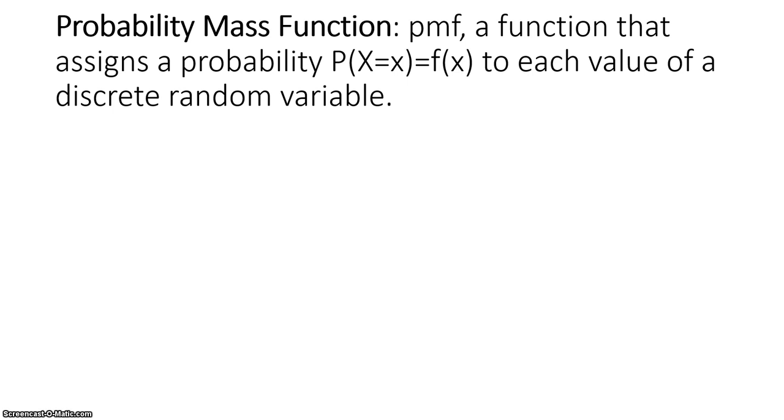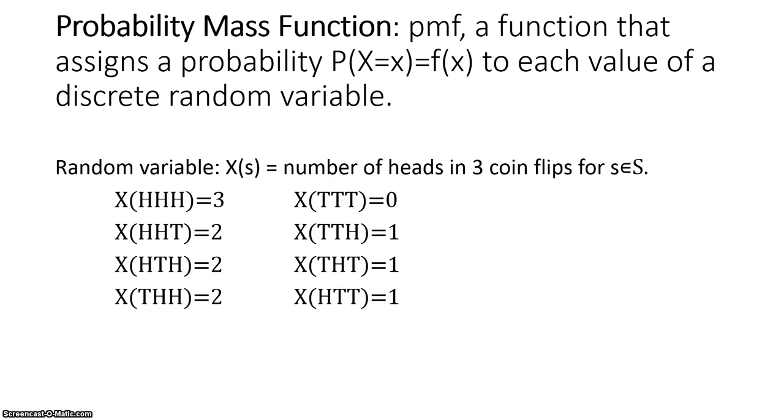A probability mass function, we use the abbreviation PMF, is a function that just assigns a probability, f of x, little f of x, to each value that a discrete random variable takes on. If we have this discrete random variable, X of s, number of heads in 3 flips of a coin for all the elements of the sample space, we can define it this way. We just counted the number of heads.